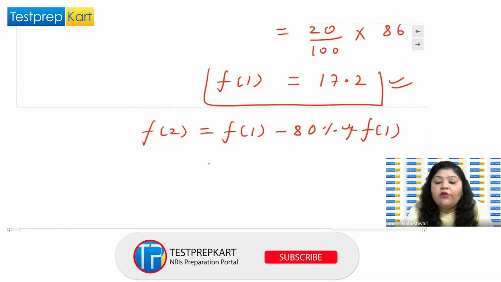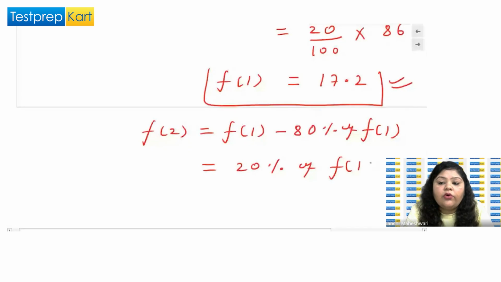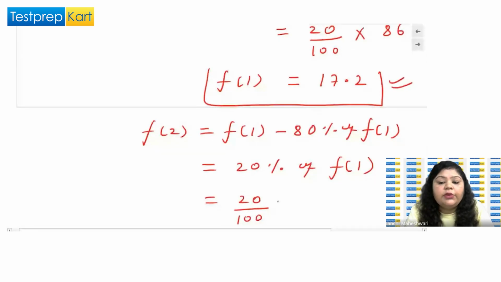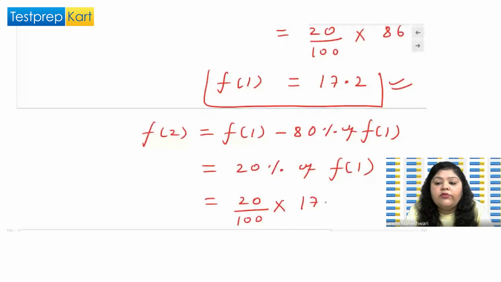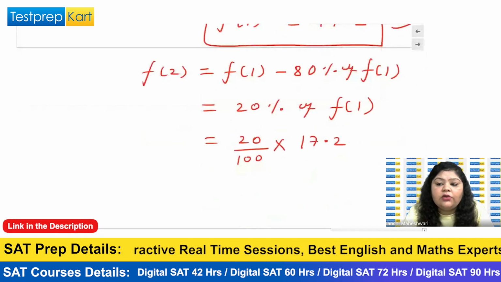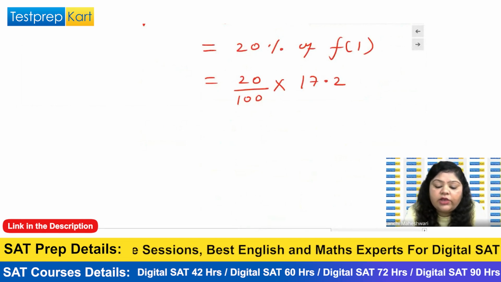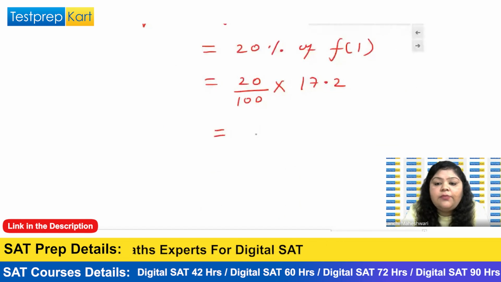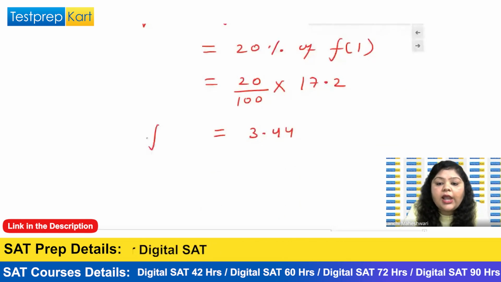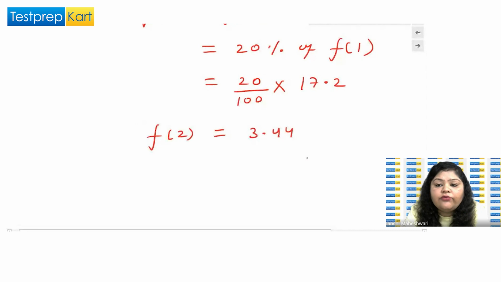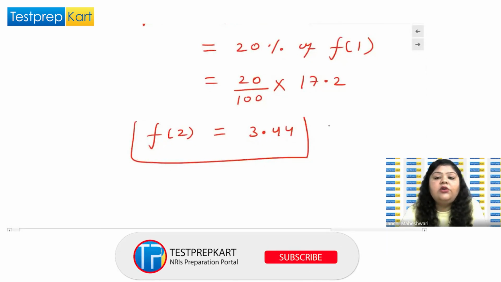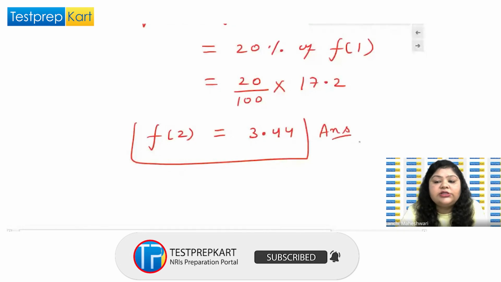Of course that is equal to 20% of f of 1. So let's find out what 20% of f of 1 is. It would be 20 upon 100 into 17.2. Now just calculate that: 17.2 into 0.2, and the answer comes out as 3.44. So that has to be the final value of your f of 2. That is how we can proceed for such kinds of questions. So this is your answer.